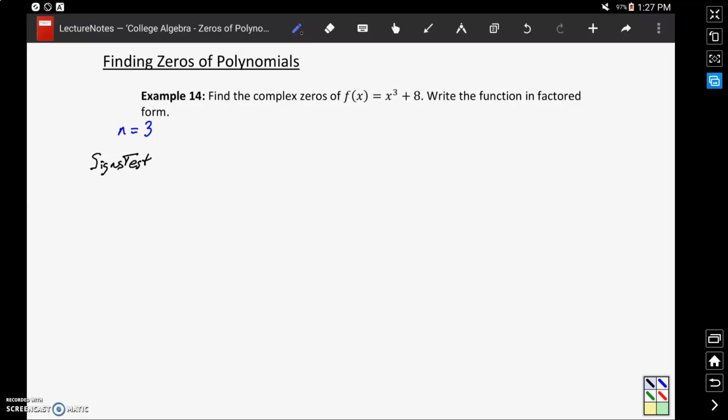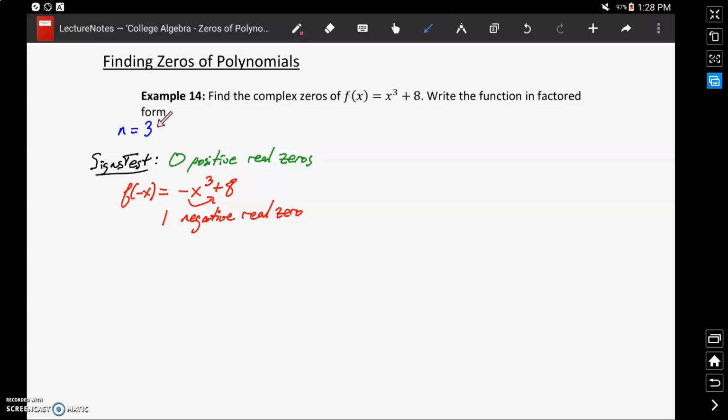Starting with the signs test, we can look at our given function and see that there are no sign changes, so there should be 0 positive real zeros that we expect to find. And then if we evaluate f of negative x, we would get negative x cubed plus 8, which gives us 1 sign change. So we would expect to see 1 negative real zero in our final solution.